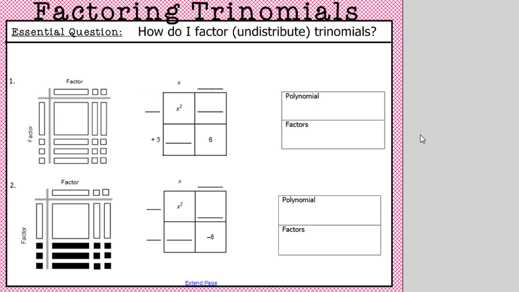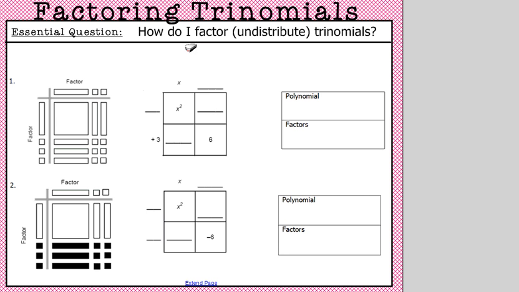So what we're going to be doing today though is factoring trinomials. What we're trying to do is factor or undistribute trinomials. We were used to seeing something like x plus 2 times x plus 3, and we got some sort of trinomial answer, whether we were using the box or double distributing. Now we're going to go backwards and figure out how to get the parenthesis terms and not just the trinomial in the end.